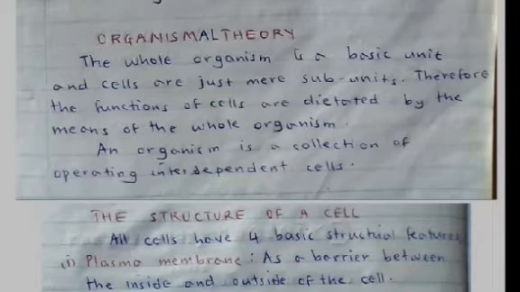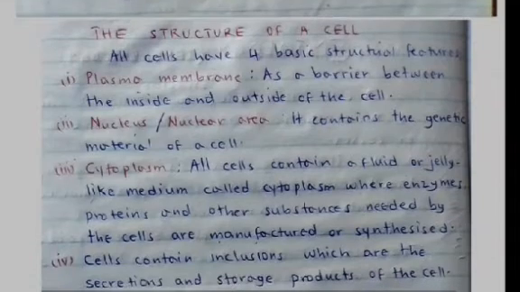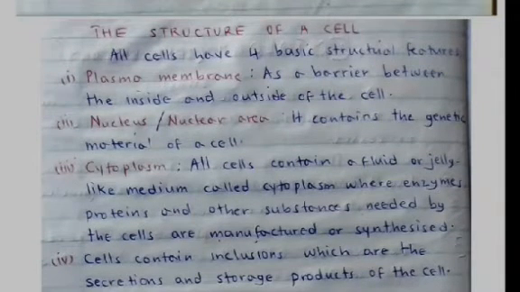Now when it comes to the structure of a cell, what are some of the structures that all cells have in common? The first thing is the plasma membrane. The plasma membrane is the one called the cell membrane, and the cell membrane is a barrier between the inside and the outside of a cell. It is a barrier.